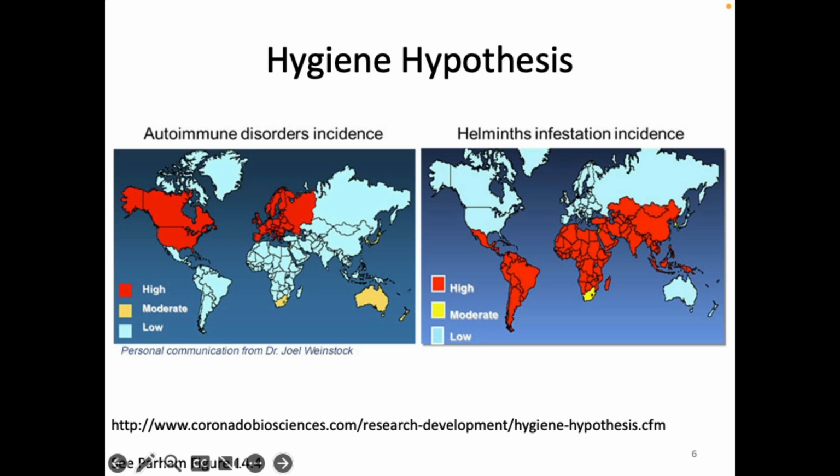Yeah, Shelby. They're opposites. It seems as though in places where people get Helminth infection, they don't have autoimmune disorders. Or in places where people do have autoimmune disorders, they don't get Helminth infection. And so this was something that people noticed. They started wondering about, thinking about it.